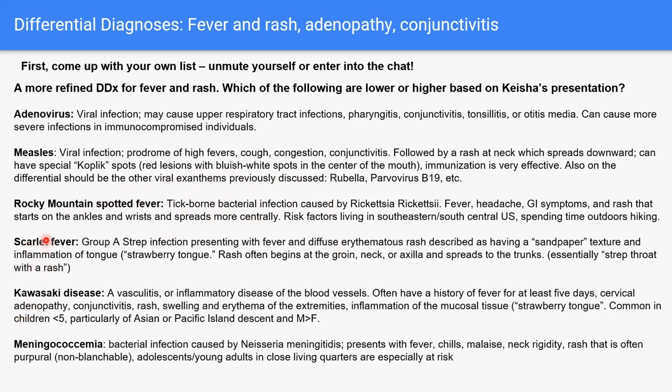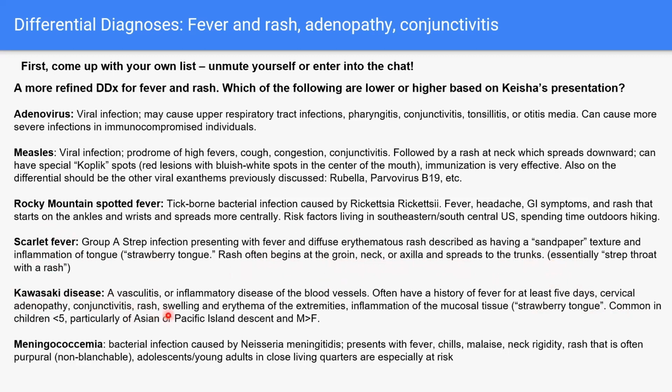But then scarlet fever and Kawasaki disease, those two that we talked about. Scarlet fever is caused by group A strep infection. The patient will have fever, and they'll also get a rash that can be described as having a sandpaper texture sometimes. They'll often have the strawberry tongue. The rash often begins at the groin, neck, or axilla, and then spreads to the trunk. Essentially, this is like strep throat with a rash, is what we're thinking, right?